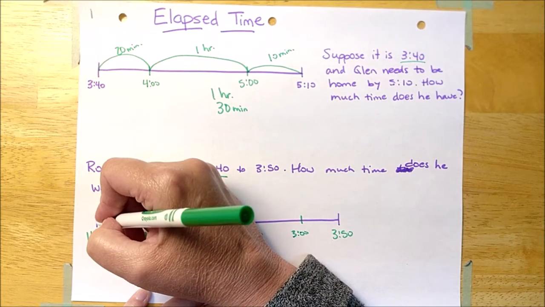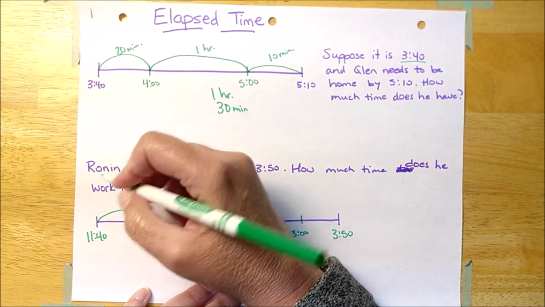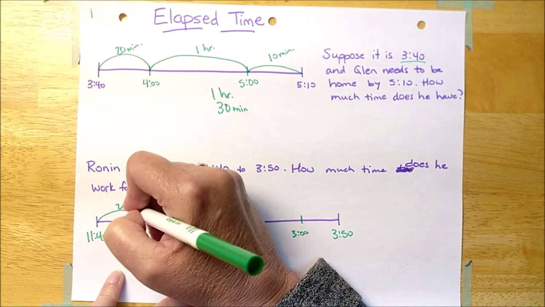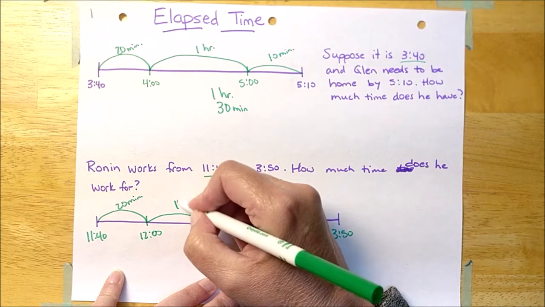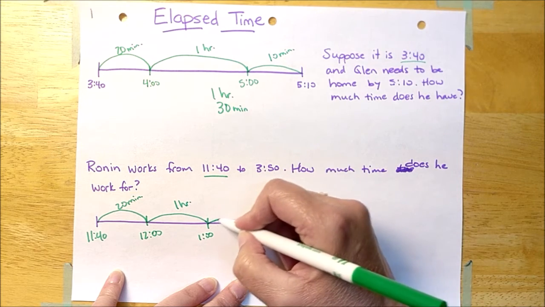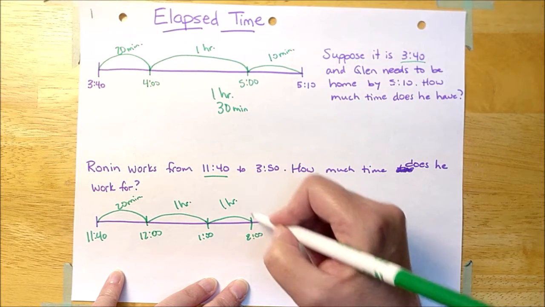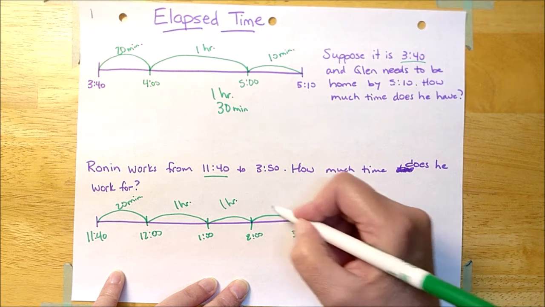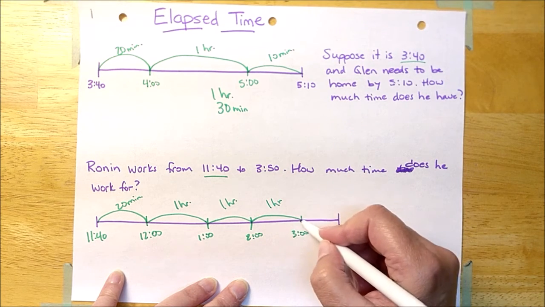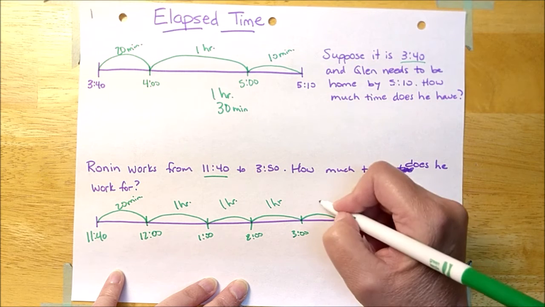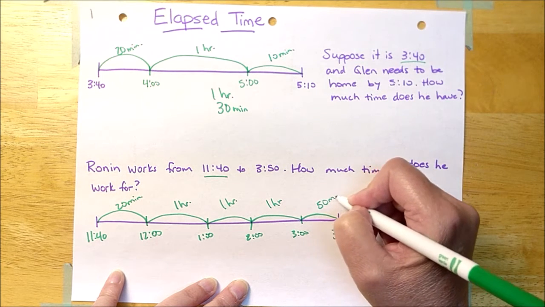So from 11:40 to 12 o'clock is 20 minutes. From 12 to 1 is 1 hour. From 1 to 2 is 1 hour. From 2 to 3 is 1 hour. And from 3 to 3:50 is 50 minutes.